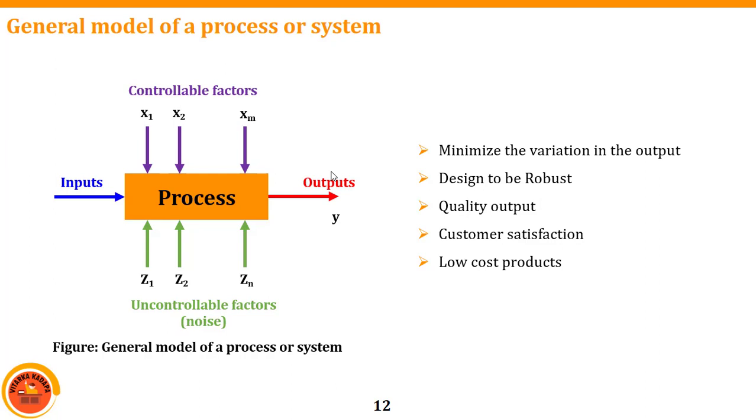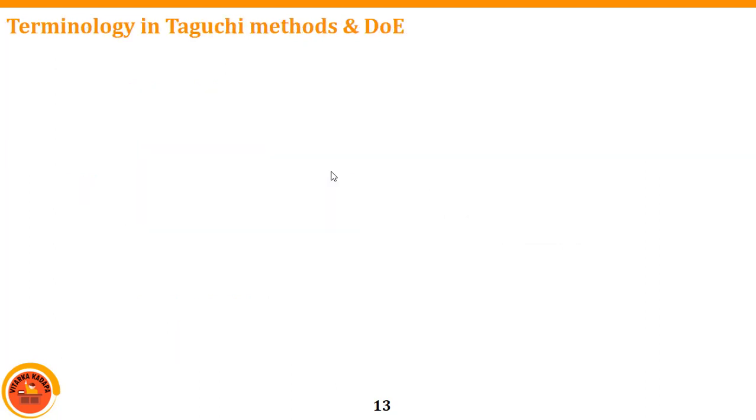Okay, so this is basically a generalized norm, and now I will discuss the various kinds of terminology which are going to be used in the Taguchi methods and design of experiments. Of course, the first one is input. I have discussed it already.